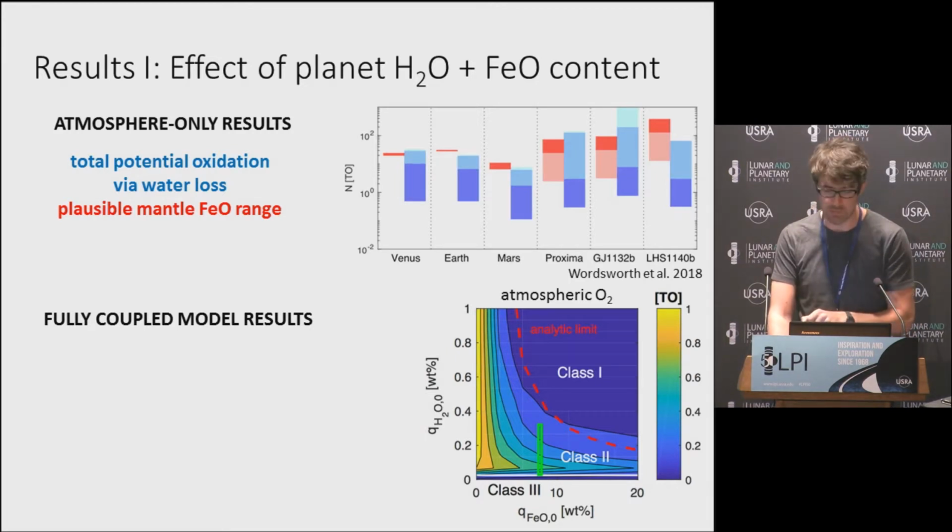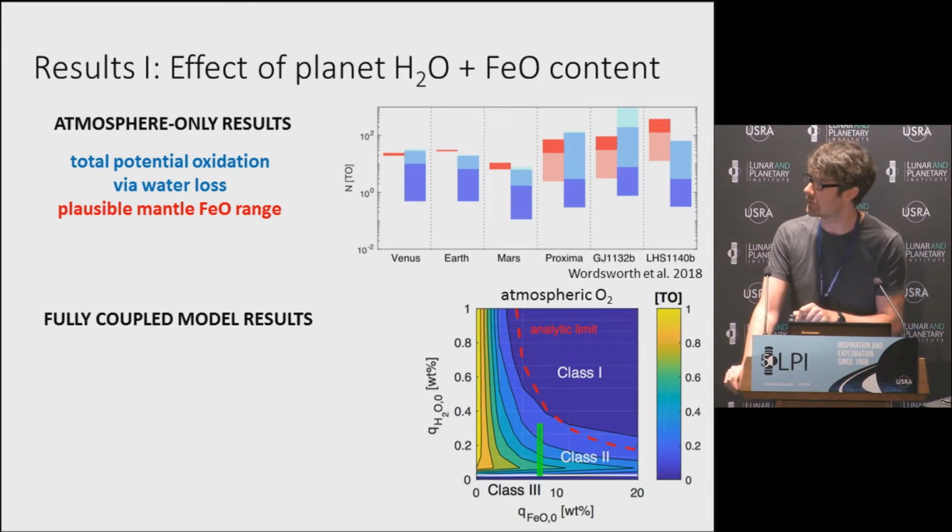This now is a result where the models of the magma ocean and the atmosphere are coupled together. And so you can see that there's this strong dependence of the final oxygen that builds up in the atmosphere after the magma ocean phase on both the amount of iron that you initially have in the mantle and the amount of water. I think the dependence in this direction is fairly straightforward.